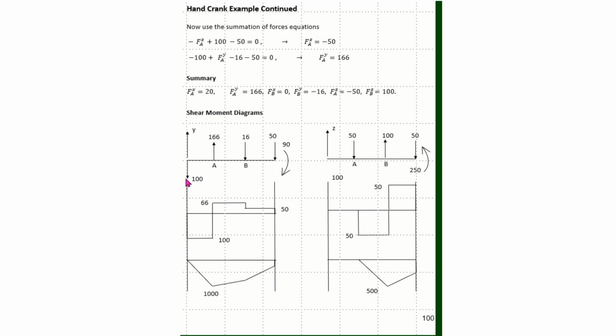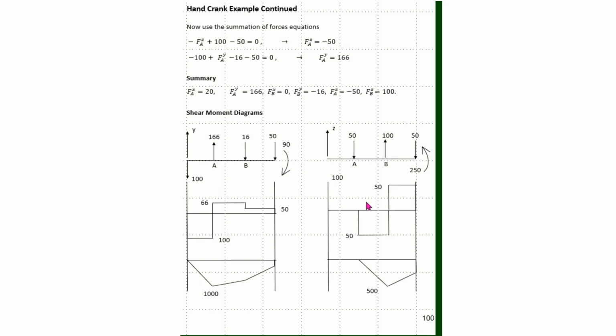So my shear is 100 coming down, 166 going up, 16 coming down, and then 50. My moment diagram gives me 1000 here, and then I work my way up, and I have the 90 here at the end that gets me back to 0. In the XZ plane, I have 50 coming down in the negative Z, 100 in a positive Z, and 50 in a negative Z again, and a 250 moment on the end. And this is the shear moment diagram that I get for this system.